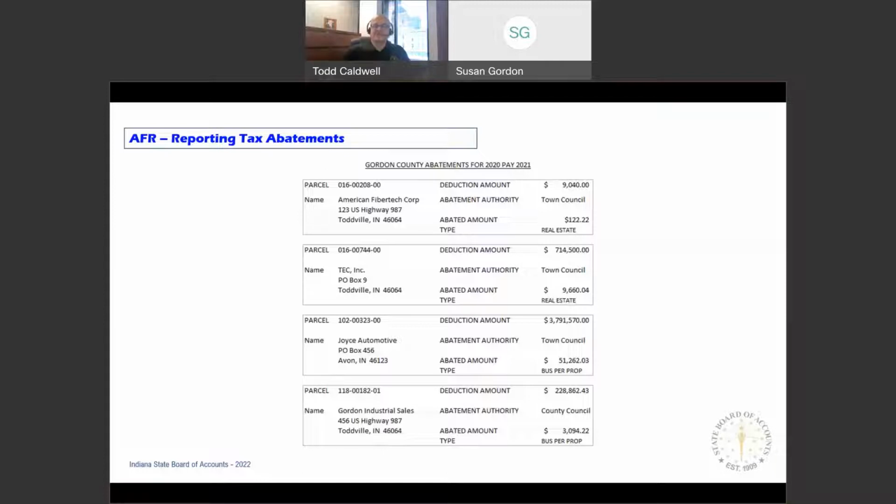So what you see on the screen is a sample from Gordon County. What you get from your county auditor may not look like this. In this example, the county auditor has actually done the calculation for you, but that's not always going to be the case. They don't have to calculate it, and we've told them that. They just need to provide the deduction amount. But some county auditors, we know, have already gone ahead and made the calculation and provided it to you.